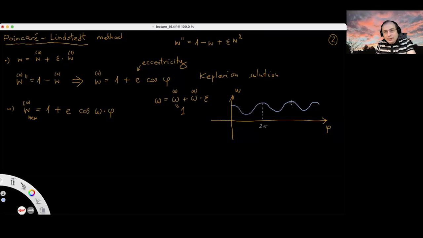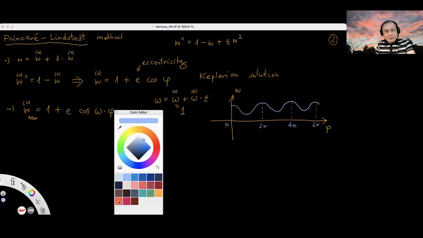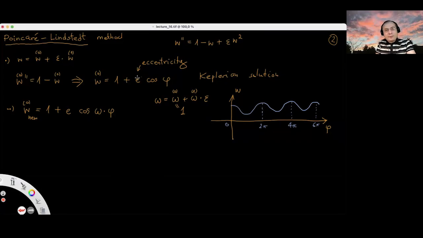That will be 2 pi. That will be 4 pi. And that would correspond to 6 pi. Now, what happens if we switch on a finite value of the perturbation epsilon? Well, this will certainly change the shape of this solution. Let's say something of this kind. I'm exaggerating, of course.